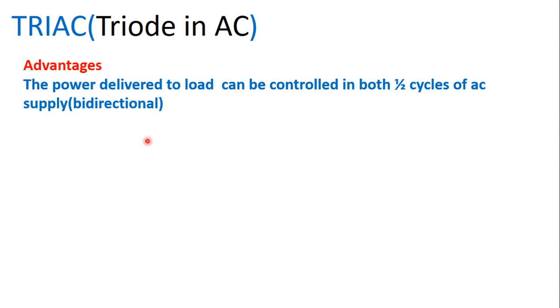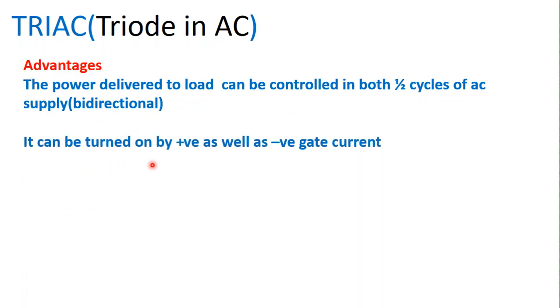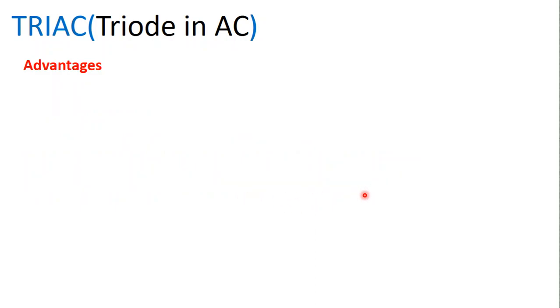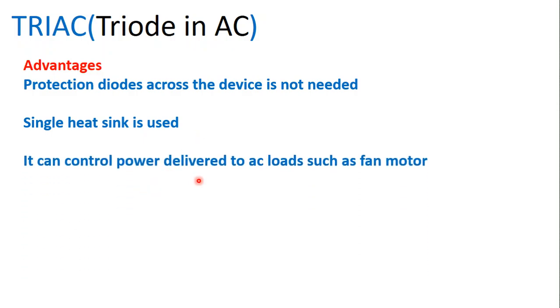Now let us see the advantages of the triac. First one is the power delivered to the load can be controlled in both half cycles of the AC supply because it is a bidirectional device. Second point, it can be turned on by a positive as well as a negative gate signal or gate current. It is more economical than SCRs because it is equivalent to two SCRs connected in anti-parallel fashion. Protection diodes across the device are not needed in triacs. Only a single heat sink is used. It can control power delivered to AC loads such as fan motors.